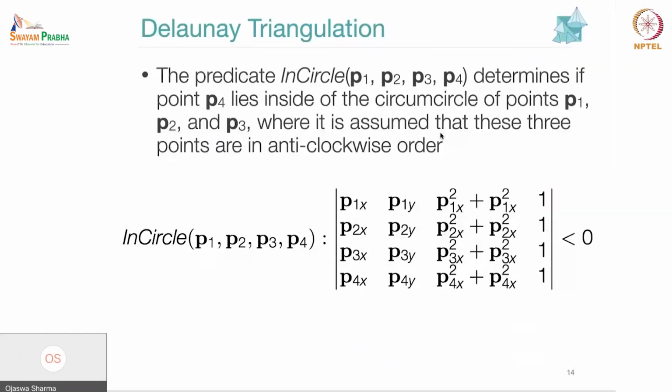So you see that, that's my test. I put P1, P2, P3, P4 in this matrix, and the fourth column is all ones, and then I calculate the determinant of this matrix. And it turns out to be negative. P4 is outside. If it's positive, P4 is inside, and that's my in-circle test. So I need this during construction of a Delaunay triangulation.